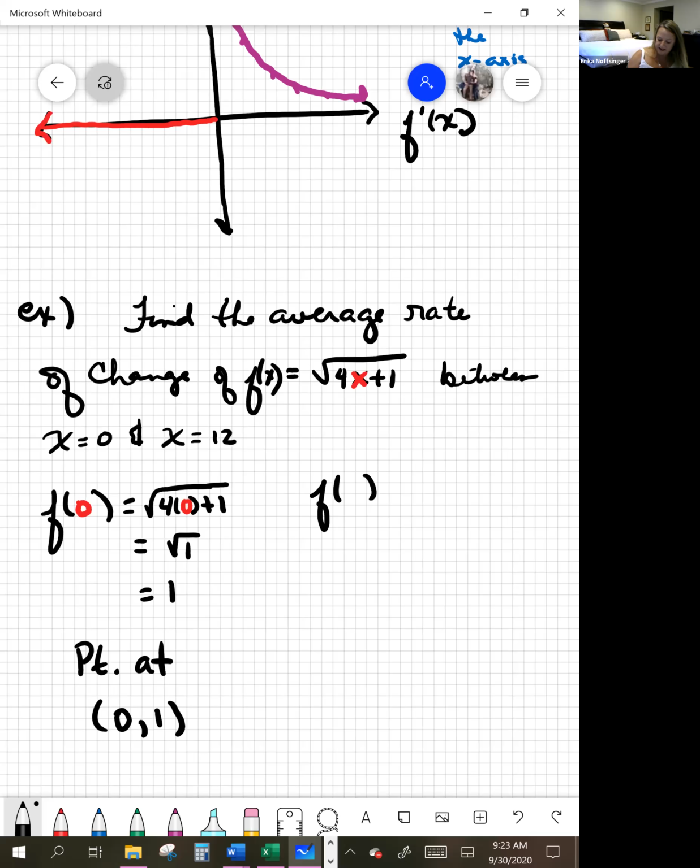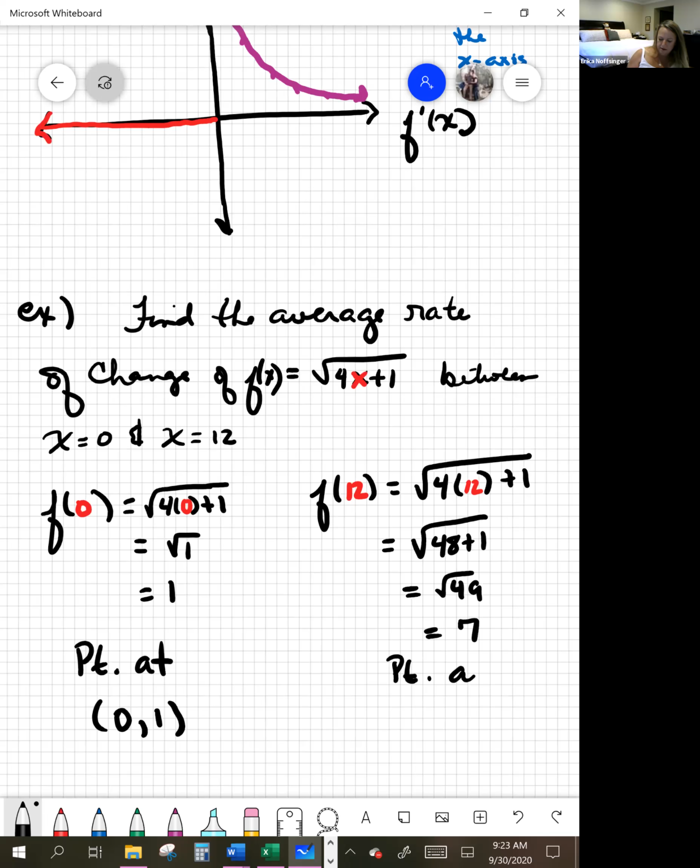We also need to find f of 12. So wherever we see an x, we're going to go in and plug in 12. So 4 times 12, that's 48. And 48 plus 1, that's a 49. And the square root of 49 is 7. So we have a point at 12, 7.